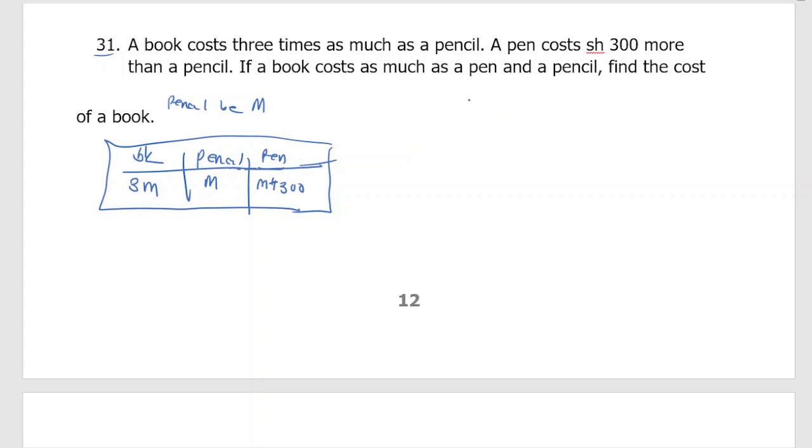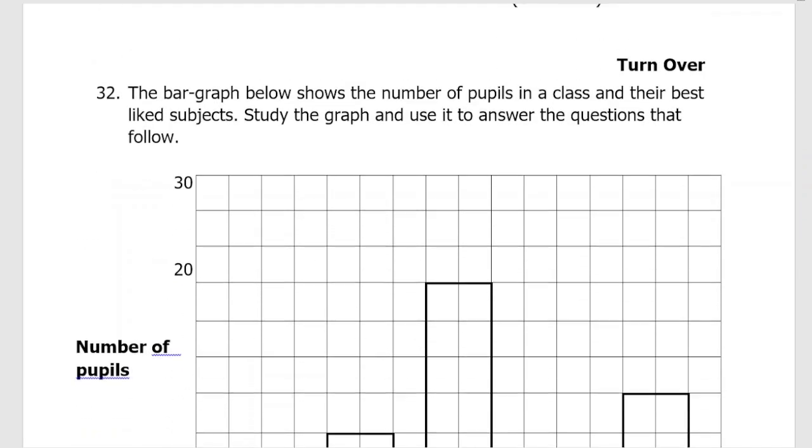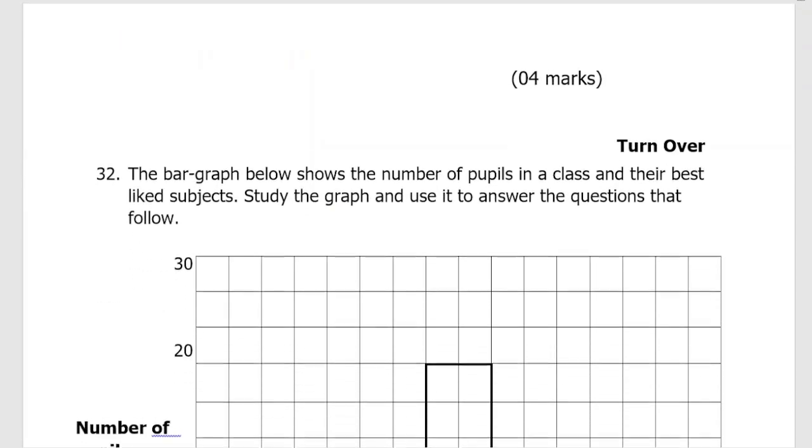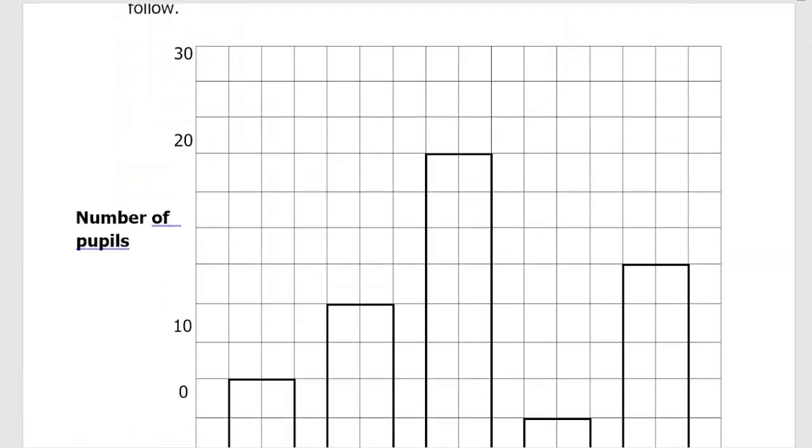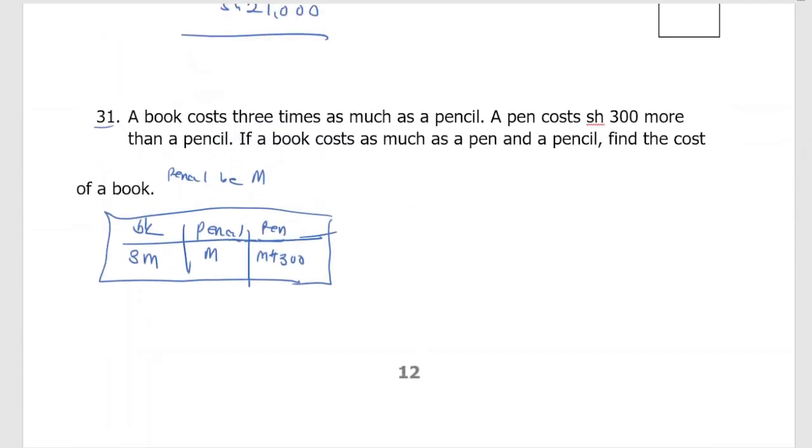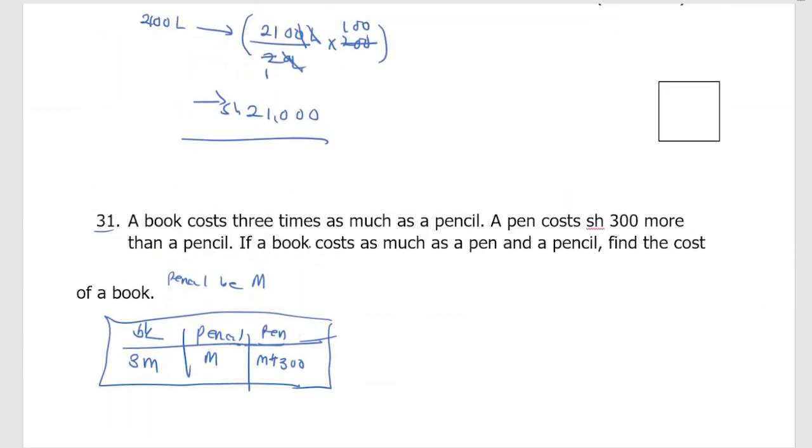Okay, now find the cost of a book. Find the cost of a book. So we need to get the cost of a book. Let us continue down here with our question. Let us find the cost of a book here. Now, if a book costs as much as a pen and a pencil, find the cost of a book.